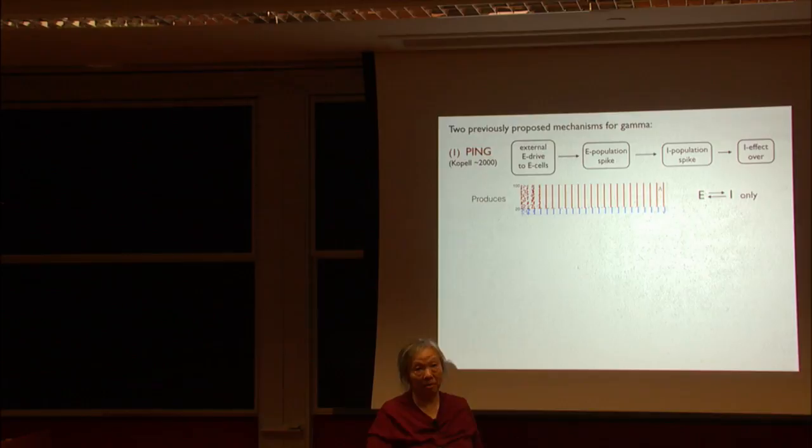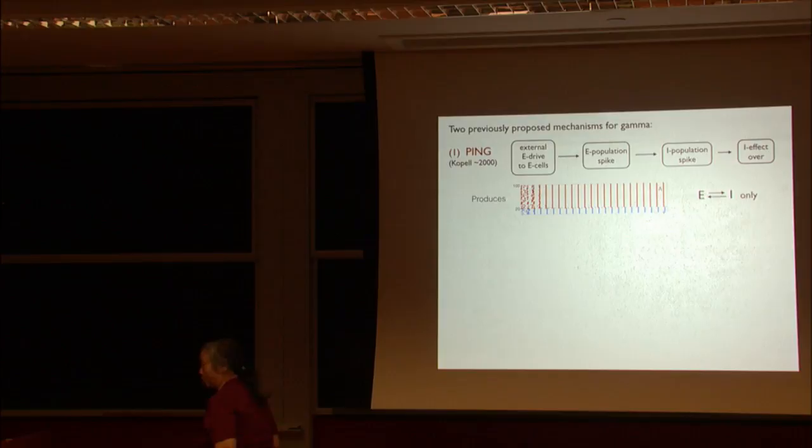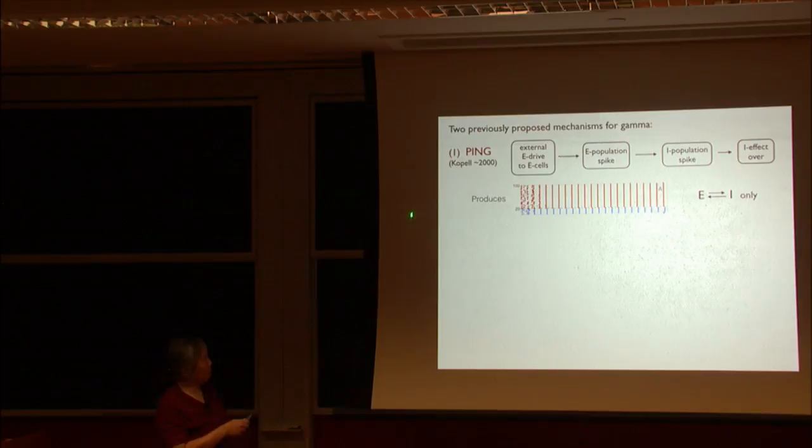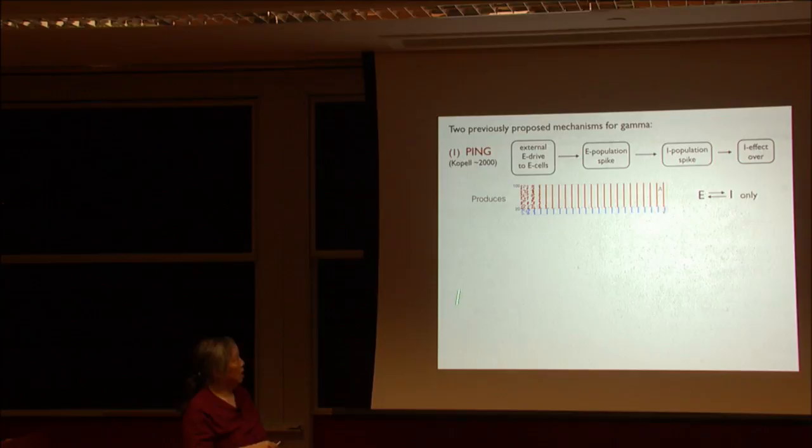Okay, I want to show you a little bit more of that. There are two previously proposed mechanisms for gamma. One is a very well-known one called PING, from Nancy Kopell a little while ago. Think of this as a cartoon. In this picture, the drive goes only to the E cells, E's are only connected to I's, and I's are only connected to E's. That's not true, but this is the cartoon. You drive the E's, the whole population spikes, and after it spikes, it causes the I's to spike, so they suppress the E's for a while, and when they let go, the next one comes through because you're driving with the current.